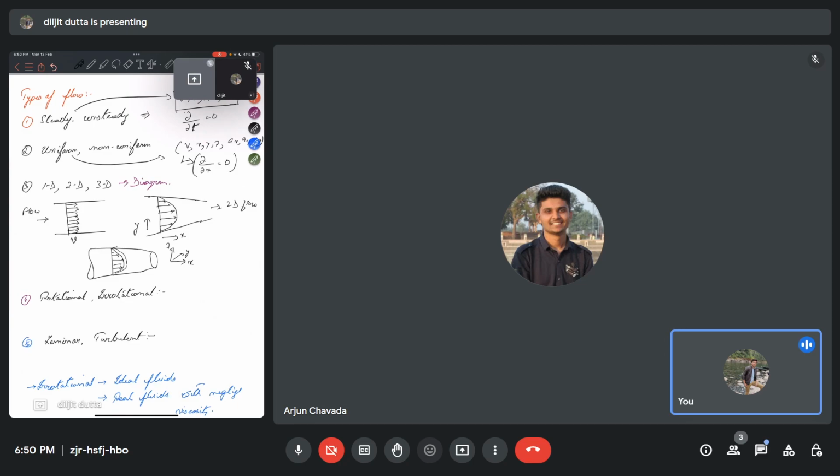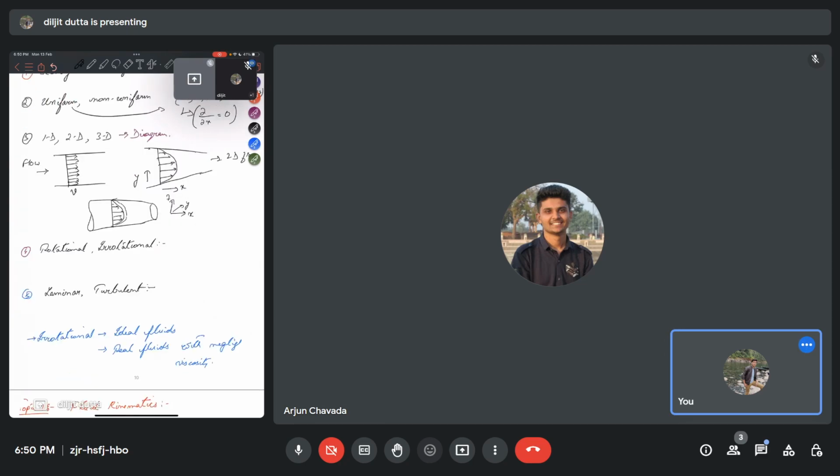And next up we have rotational and irrotational flow. Rotational flow is when there is angular deformation, that is, the rotation component is given by half of del v by del x minus del u by del y. This is given as the rotation component for rotation in z. Similarly, we can get wx, wy. If these values are not 0, then it is called rotational flow.